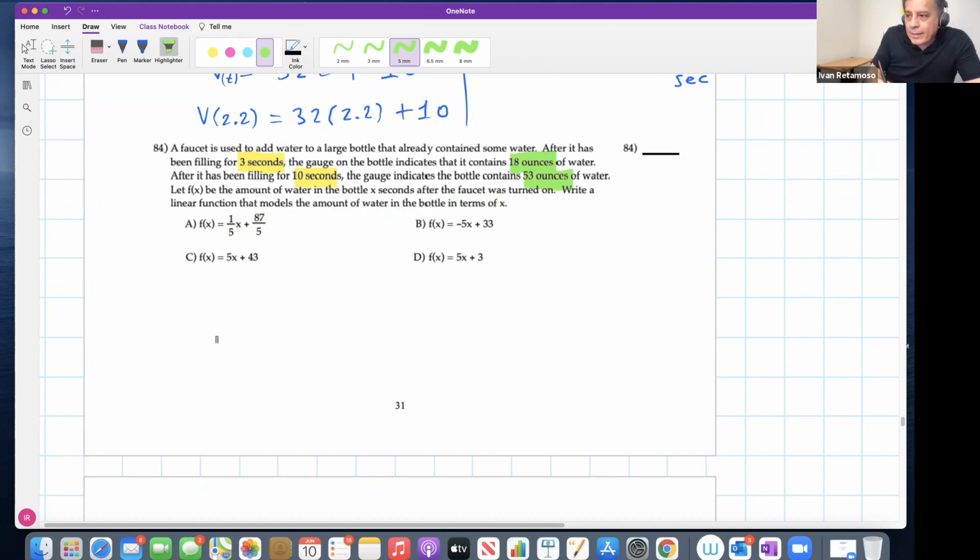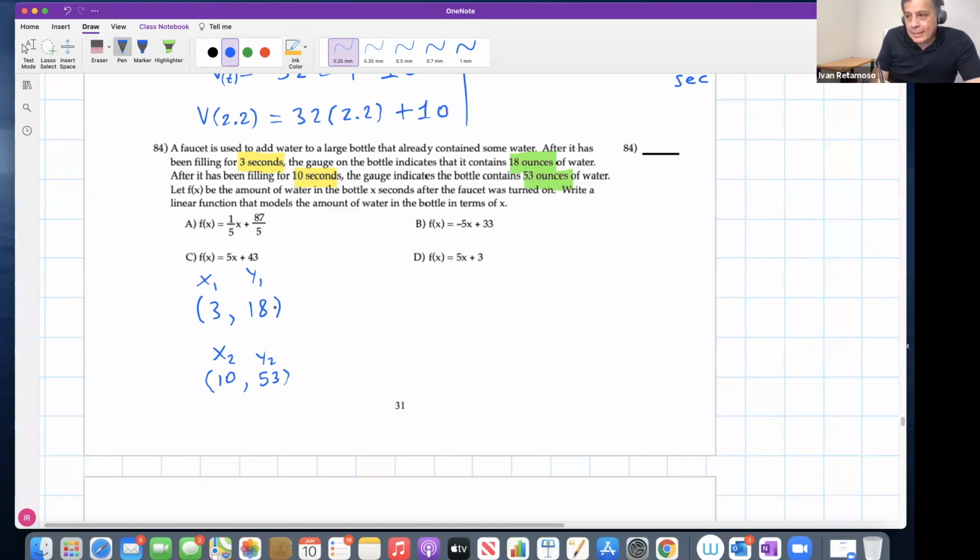We explained in our lectures that basically we have two pieces of data here. 3 input value goes with output value 18. So x1, y1, right? And also we have the 10 seconds goes with this amount of water, 53 ounces, right? So this should be our x2, y2. All right, so basically you have to find the equation of the line passing through these 2 points, right? Given by these 2 coordinates.